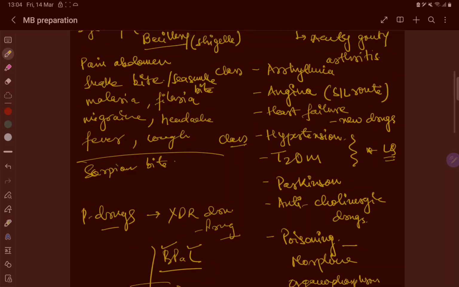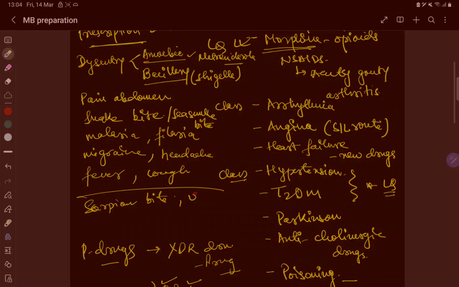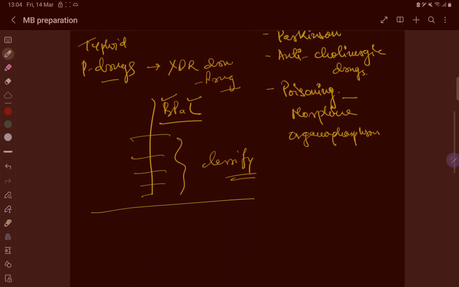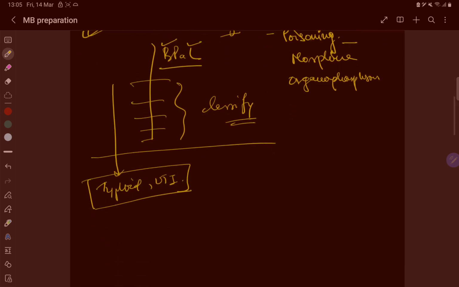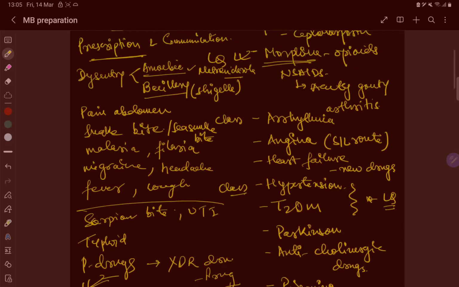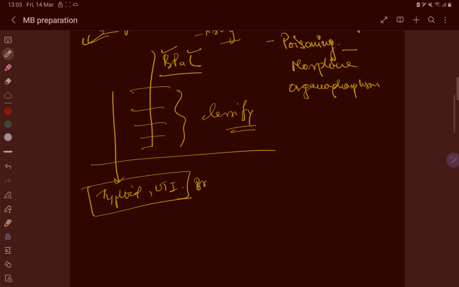Now suppose a prescription also, again very common, UTI, then typhoid. These are very, very common things which I think you have to know. Then in the P drug class also, again typhoid can come, again UTI can come. So these topics are common for both P drugs and prescription. You can be asked in any way. Suppose in the prescription only or in the P drug only, you can be given bronchial asthma, all classification of bronchial asthma, or you can be asked about status asthmaticus, which is known as acute severe asthma.